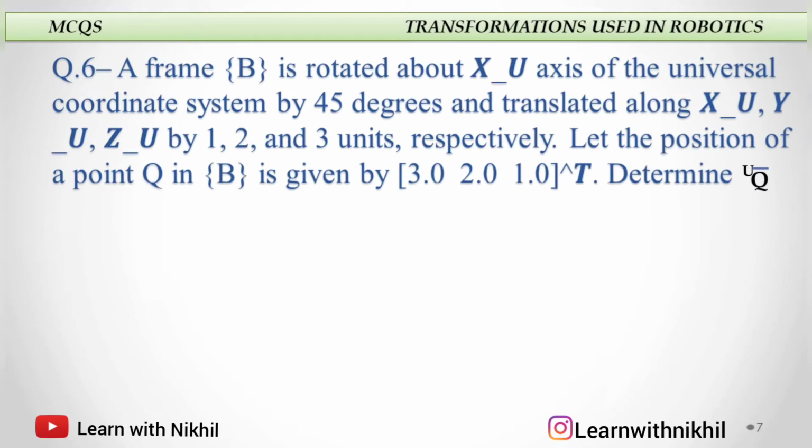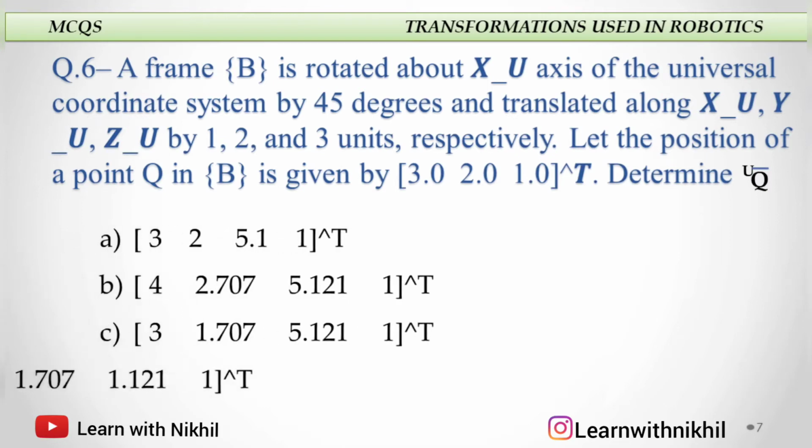Next, this is the question. A frame B is rotated about the x underscore u axis of the universal coordinate system by 45 degrees and translated along x universal coordinate, y universal coordinate, and z universal coordinate by 1, 2, 3 units respectively. Let the position of the point Q in B is given by 3, 2, and 1. Determine Q bar raised to U. So Q of the universal matrix. These are the options and this is the solution.